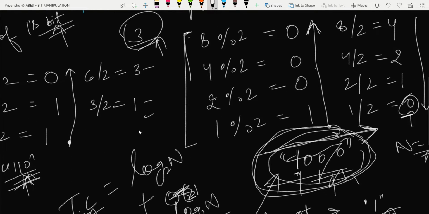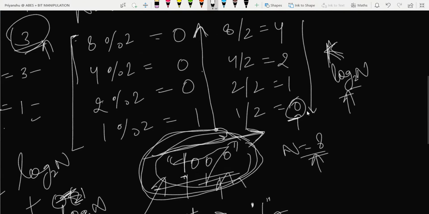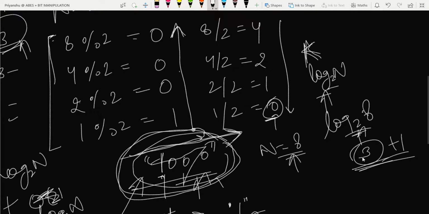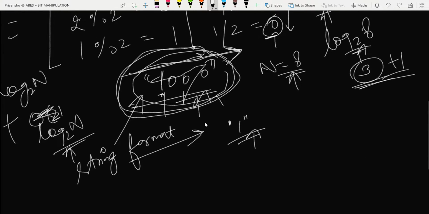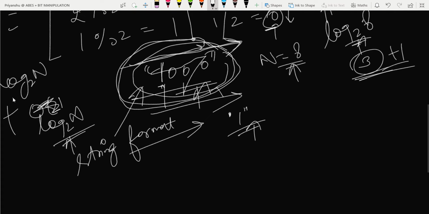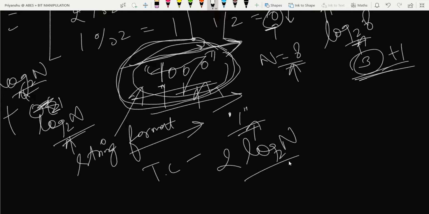This is what we are getting. We are getting 3 steps. For log base 2 8, it would be 3. So we are just iterating over it. Log base 2 n plus 1, the 4 bits we are traversing, so we can take an estimate as log base 2 n. So the time complexity would be twice of log base 2 n.